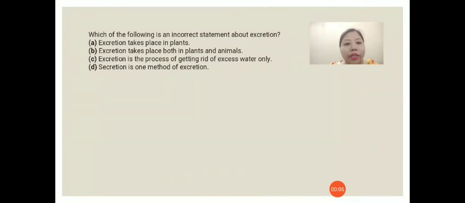The first question is, which of the following is an incorrect statement about excretion? Excretion takes place in plants. Excretion takes place both in plants and animals. Excretion is the process of getting rid of excess water only. Secretion is one method of excretion. So we had already discussed excretion. Now I want all of you to try to answer this question.